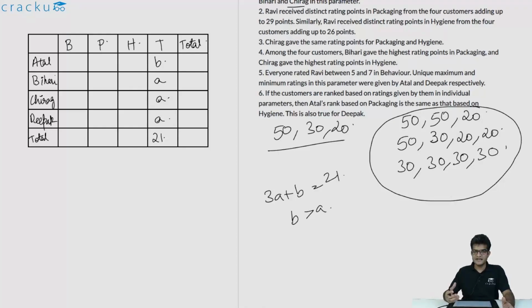Now what are the values that A and B can take? The first case is that A is equal to 5. If A is equal to 5, 3A is equal to 15. So the value of B has to equal 6.